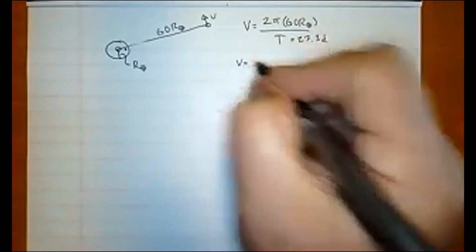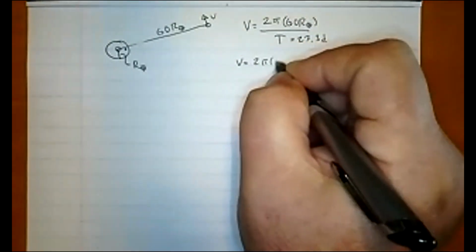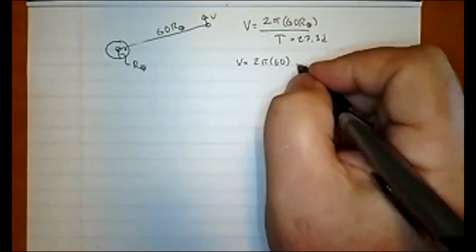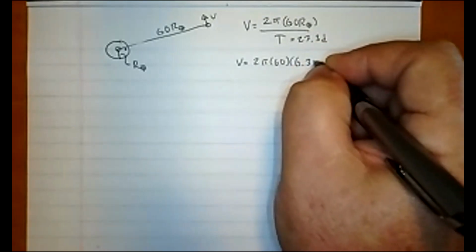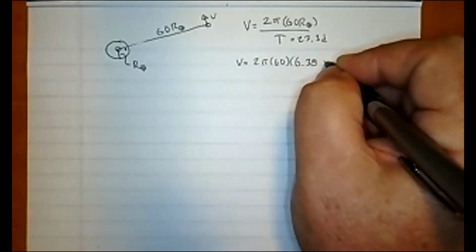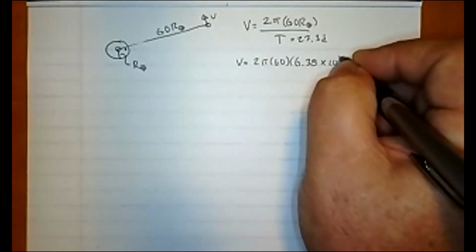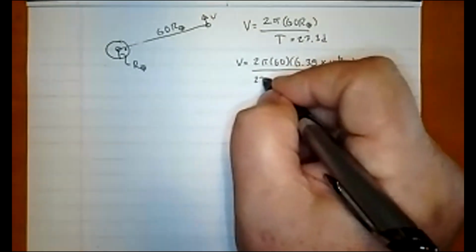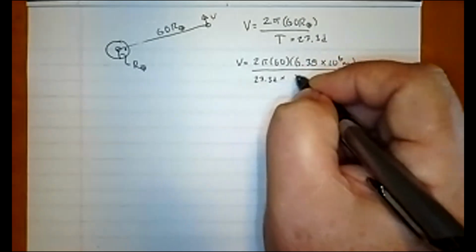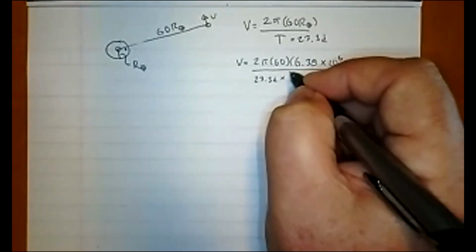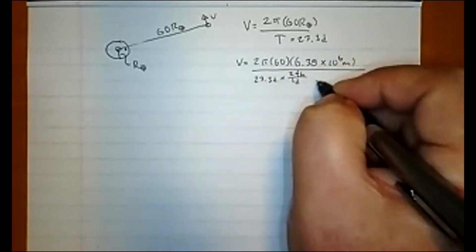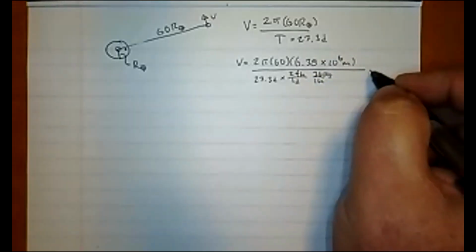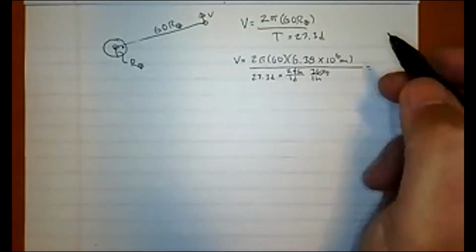So the velocity of the moon should be 2 times π times 60, and then we just take the radius of the Earth, which is 6.38. A good rule of thumb, by the way, is that 6 times 10 to the 6 meters is the radius of the Earth. And then we divide that by 27.3 days times 1 day is equal to 24 hours, and then 1 hour is equal to 3,600 seconds. So now we've got it all in meters per second, so we can get the velocity.